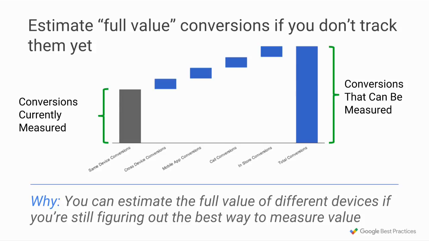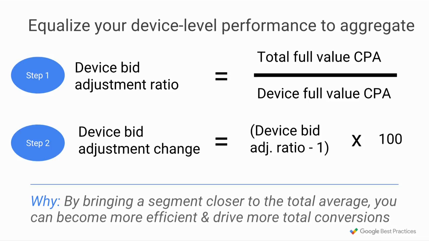Now, if we keep with the manual device bid adjustments, once you have that full value, the formula that we recommend, but that's only an example, is to use the total full value CPA divided by the device full value CPA. That will give you a ratio that you can then transform into a percent to set your bid adjustments. Let's look at an example.